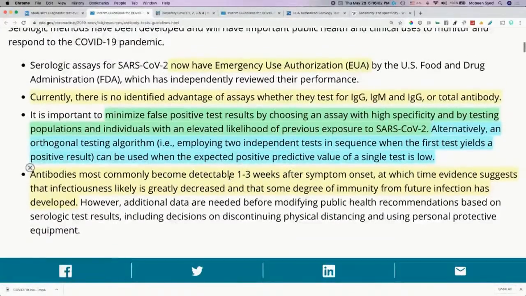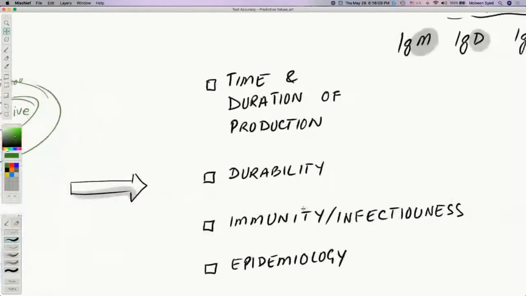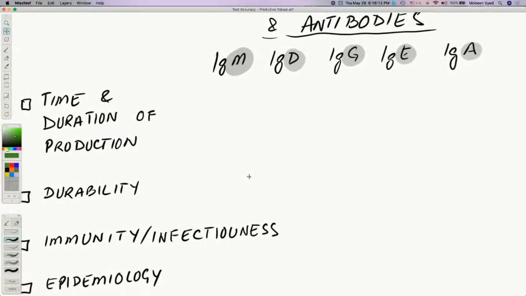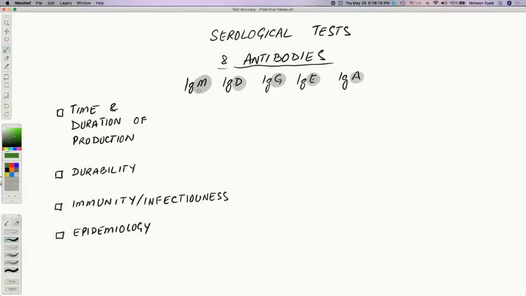So we're going to talk about that. Before we continue our discussion, I want to now discuss, and we have done this in the past as well, the immunoglobulins. What are they, and what do we mean by M, D, G, E, and A, and what is the benefit of these immunoglobulin tests, and what does it mean? So ready for this one? All right, so let's do it.